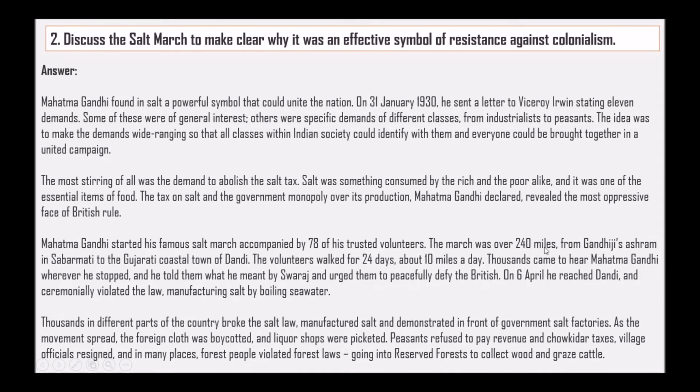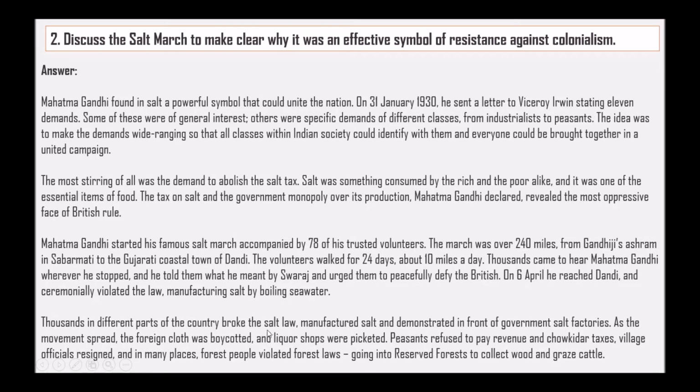The march was over 240 miles from Gandhiji's ashram in Sabarmati to the Gujarati coastal town of Dandi. The volunteers walked for 24 days, about 10 miles a day. Thousands came to hear Mahatma Gandhi wherever he stopped, and he told them what he meant by Swaraj and urged them to peacefully defy the British. On 6 April, he reached Dandi and ceremonially violated the law, manufacturing salt by boiling sea water.